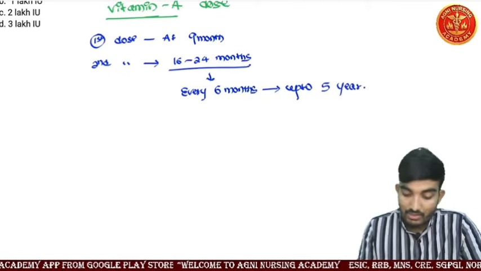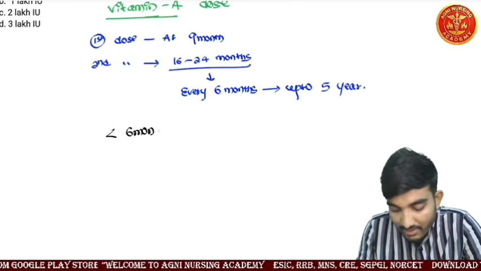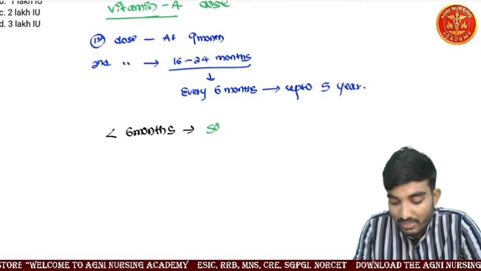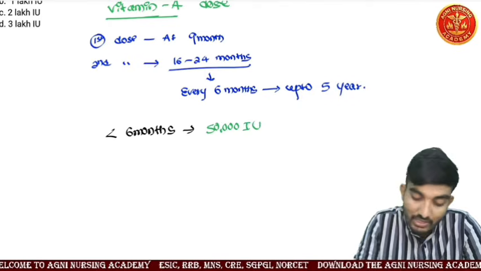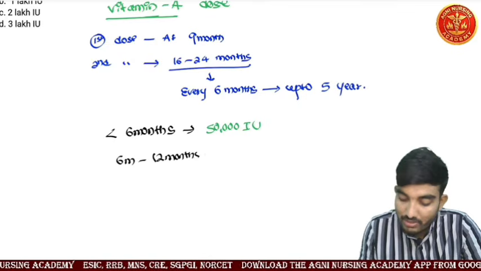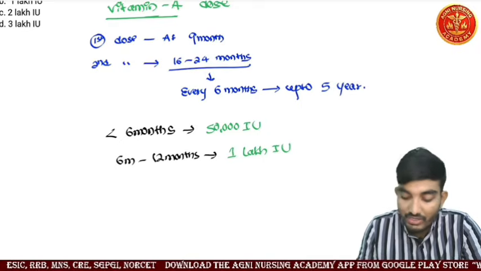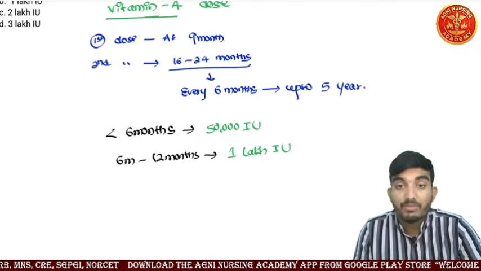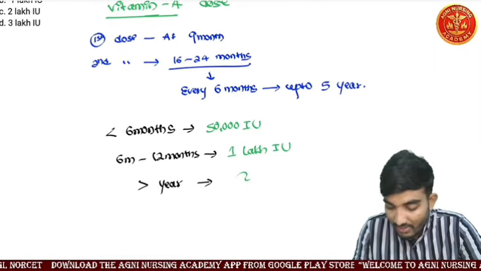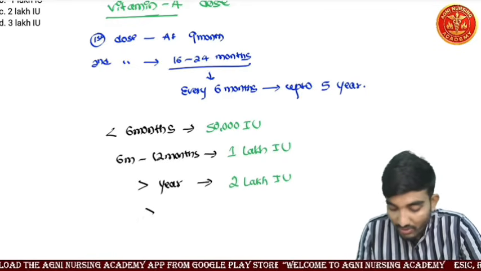Now the doses. If the age is less than 6 months, we'll give 50,000 international units. If the age is 6 months to 12 months, then we'll use 1 lakh international units. If the child is more than 1 year, then we'll give 2 lakh international units.